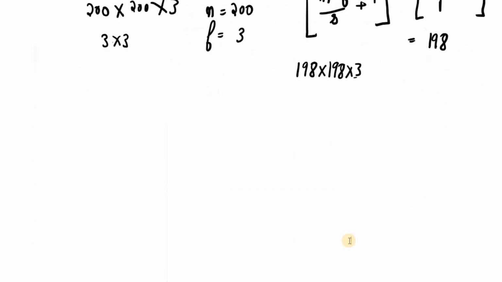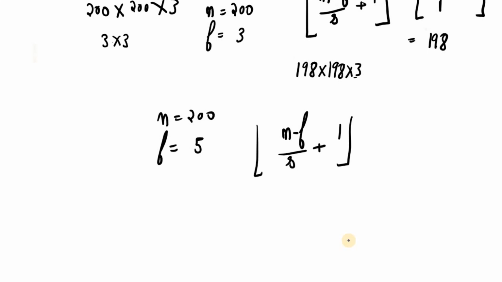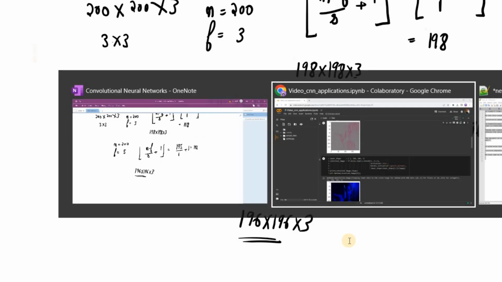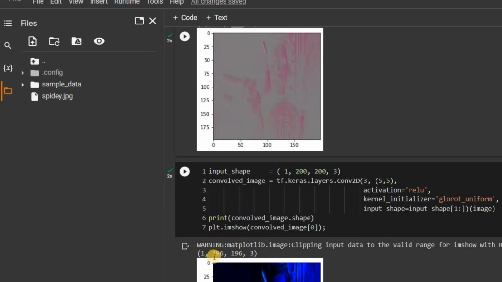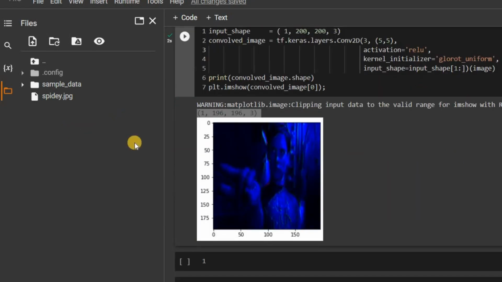So I write the value of n as 200, the value of f as 5, and the stride is definitely 1. The size of the output image is going to be: n minus 5 is 195, divided by 1, plus 1 is 196. So the output image is going to be 196 cross 196 cross 3, because we have 3 kernels. We see exactly the same thing we expected, 196, 196 and 3, which is exactly what we need right now. And the image looks somewhat like this.